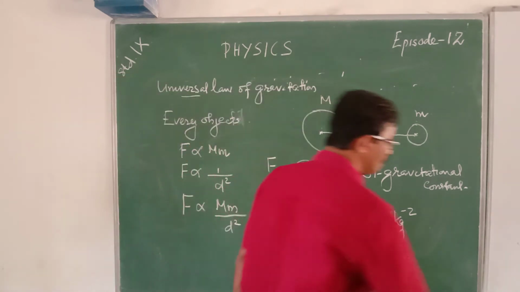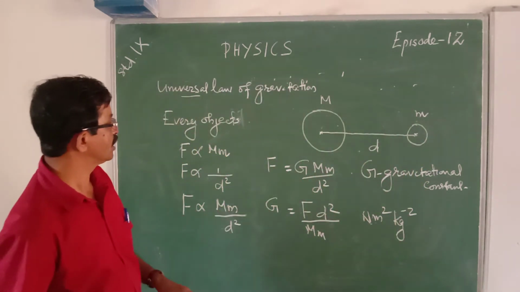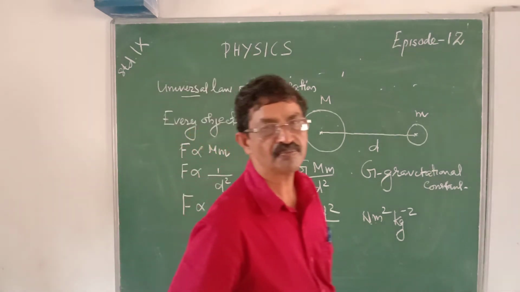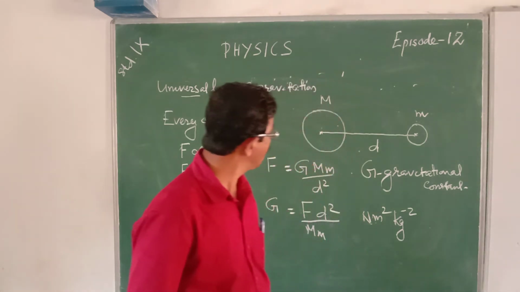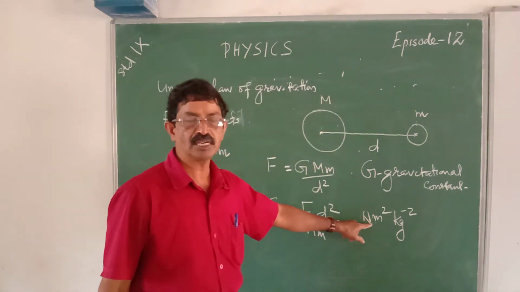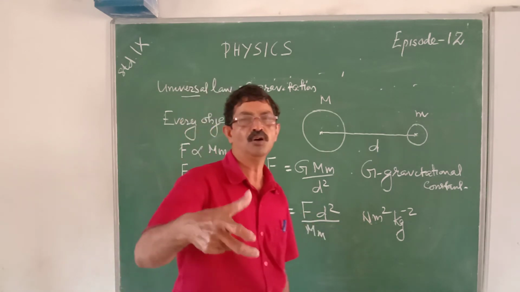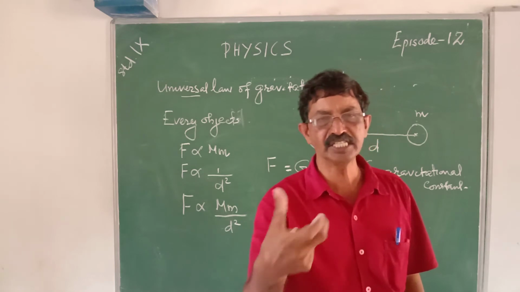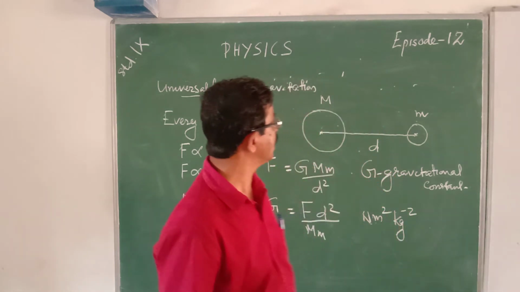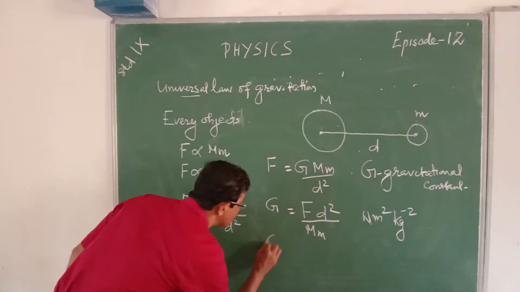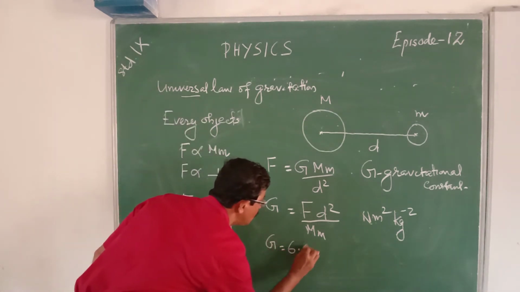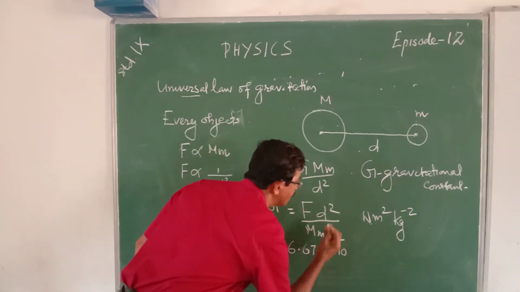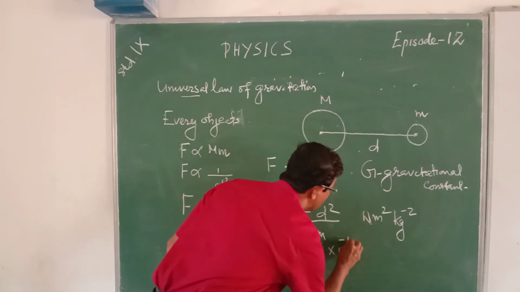The value of G was calculated by Henry Cavendish. Who calculated the value of G? Henry Cavendish, by using a torsion pendulum, or say a sensitive pendulum, and he got its value as G equal to 6.673 into 10 raised to minus 11.